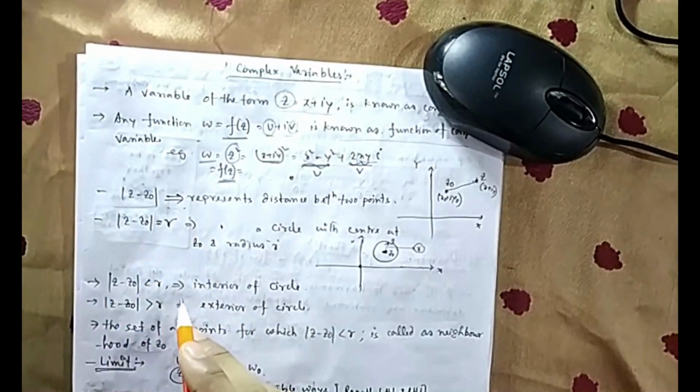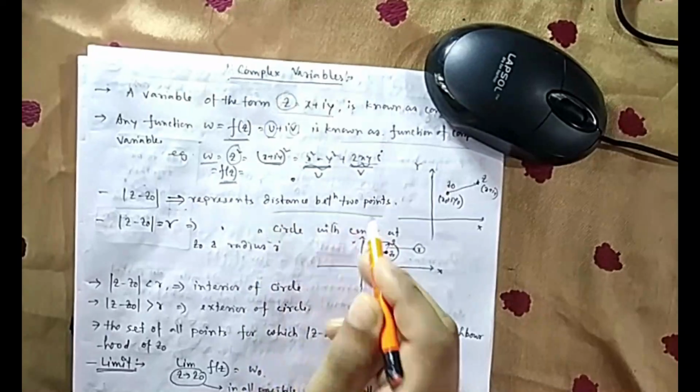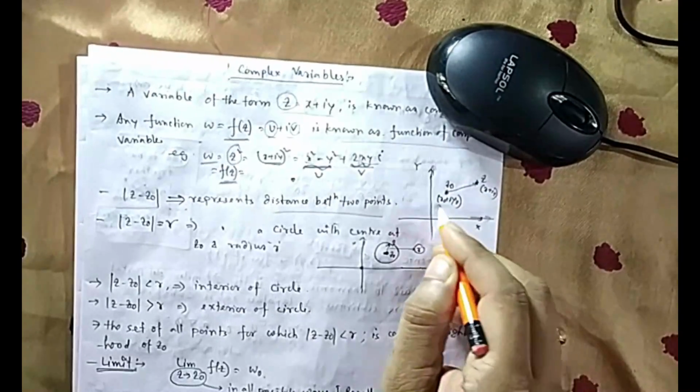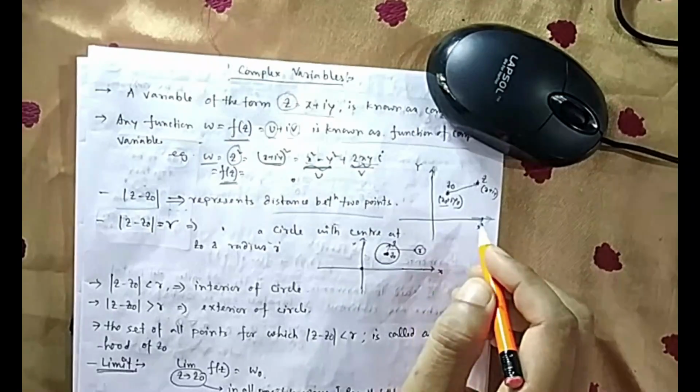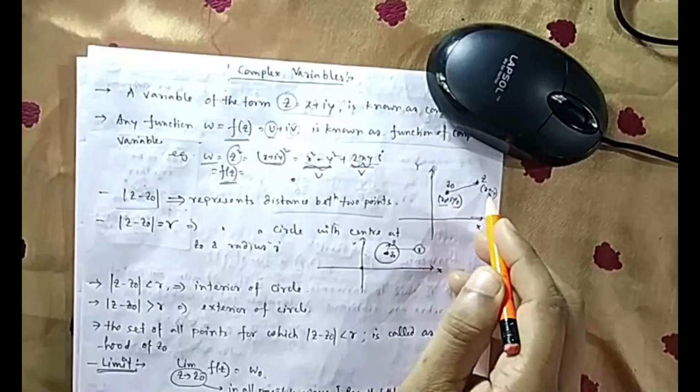Now some of the notations I want to mention here. Suppose, what is mod of z minus z0? Mod of z minus z0 is the distance between two points. Suppose this is my x-axis, this is my y-axis. This is a point z0, this is a point z. There is a direct relation between complex numbers and coordinate geometry. So this point you write as x0 comma y0, and this point you write as x comma y.